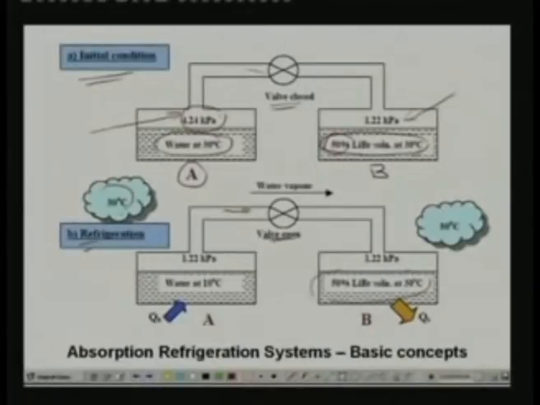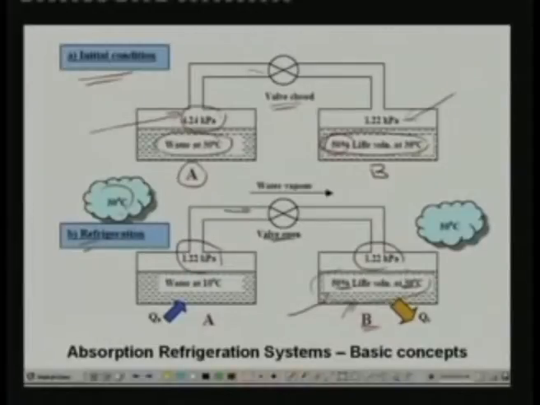Now, suppose by some means we are able to maintain the concentration and temperature in vessel B. Okay, let us discuss how we can do this a little later, but for the time being, assume that we are able to maintain the composition and temperature. Then what will be the pressure in the entire system? The pressure in the entire system will be 1.22 kilopascal, which is decided by the solution, and this is nothing but the equilibrium vapor pressure at this composition and this temperature. So, on this side also you have 1.22 kilopascal.